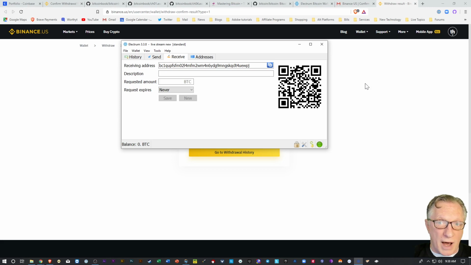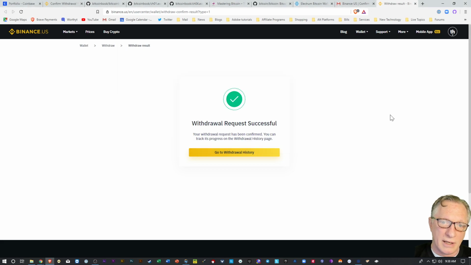Now we could have eyeballed it too before we actually clicked send. We could have looked at this address and then looked at the address I pasted in on Binance to make sure that they both matched before I click send. Another fail-safe that I kind of skipped over. But how do I know now that I've actually sent it?